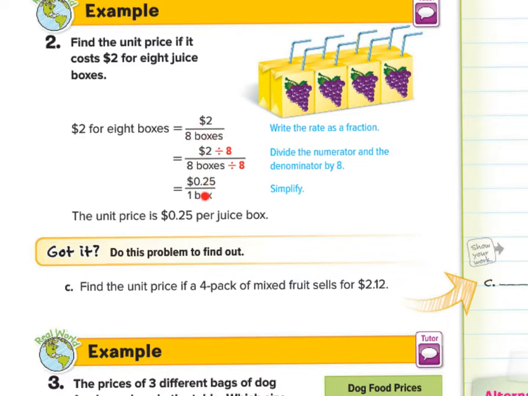So each juice box costs 25 cents. Right? If I'm only paying $2 for 8 of them. And it makes sense, because each dollar has 4 quarters. And 4 plus 4 is 8 to make $2. Let's try C.